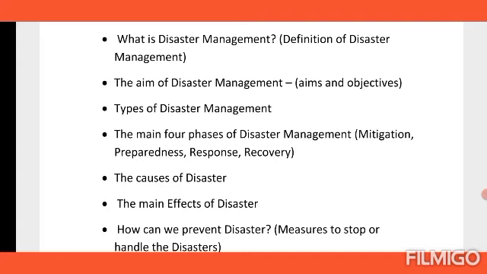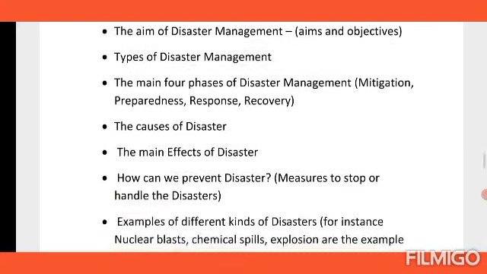Okay, types of disaster management, the main 4 phases. Now you have to talk about the important 4 phases of disaster management. First is mitigation. Mitigation means to minimize the degree of any loss or harm. Then preparedness, response, recovery. You have to mention all these 4 phases.